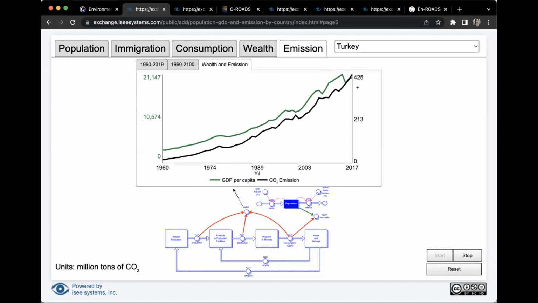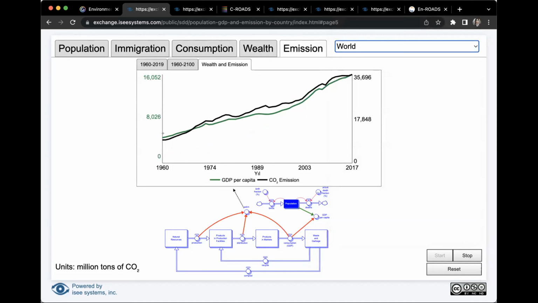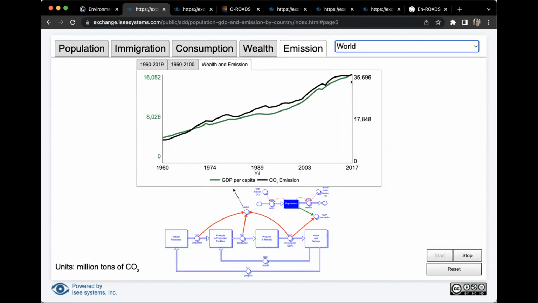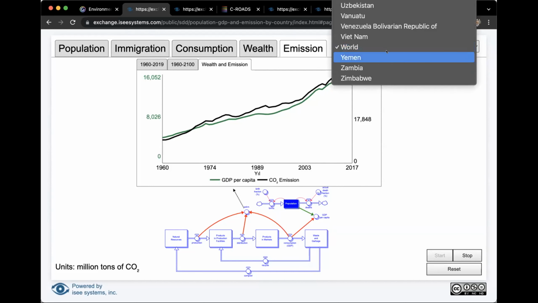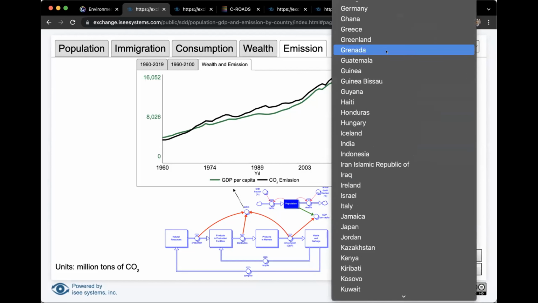But then we go to the world, for example, here, and as you can see, wealth is increasing together with carbon emissions. So we asked them, do you think it is not possible to increase our wealth without increasing carbon dioxide emissions? Would it be possible to do that? And how would it be possible? And for this one, maybe we can go to Germany.